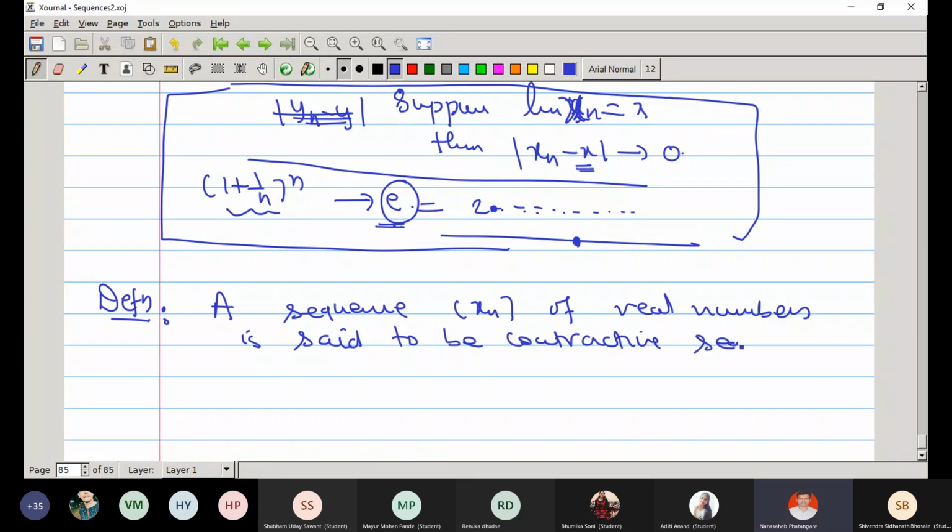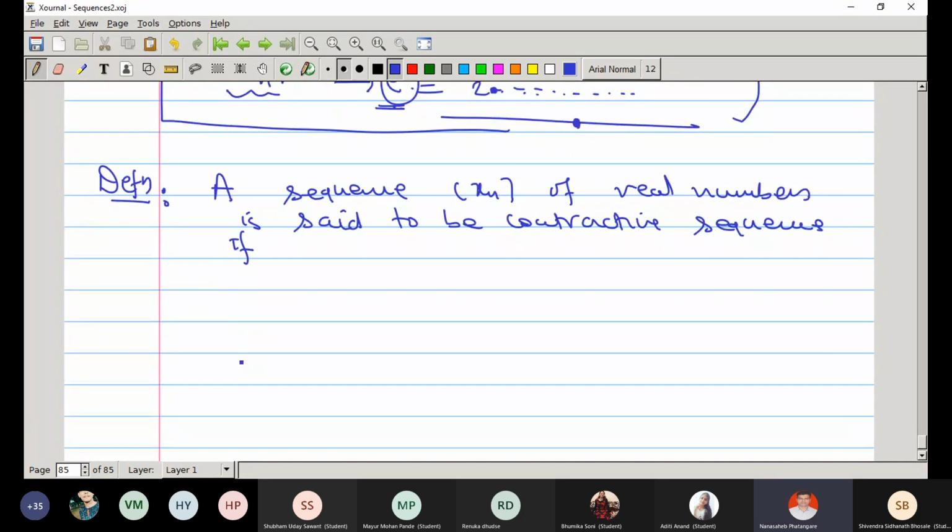Contractive sequence. What does contractive mean? If you go further, this is my first term, this is second term. So x1, x2, now x3, then x4, then x5, then x6, x7, x8, x9. Now from this figure, what do you understand?